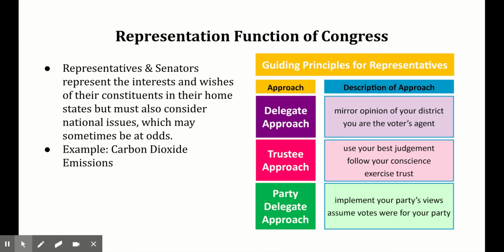And then you have the party delegate approach, which is my least favorite, by the way, which is when they vote with their party's views in mind instead of their constituents' or their own opinion, right? They vote what the Republicans say because they're Republican, or they vote what the Democrats say because they're Democrats. And I'll tell you, in my opinion, as an adult, just watching how these things happen, I would say that most congresspersons, both representatives and senators, are going to use a combination of all three of these guiding principles or these types of representation.